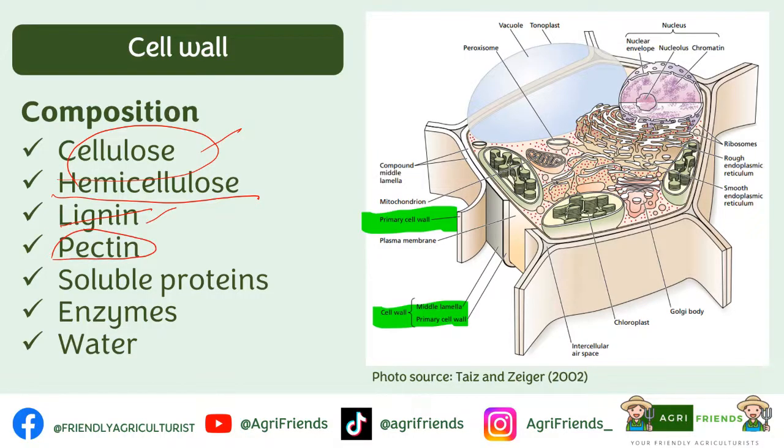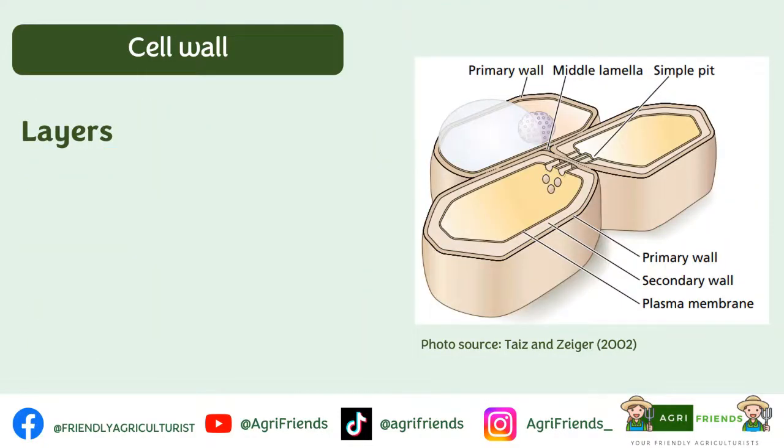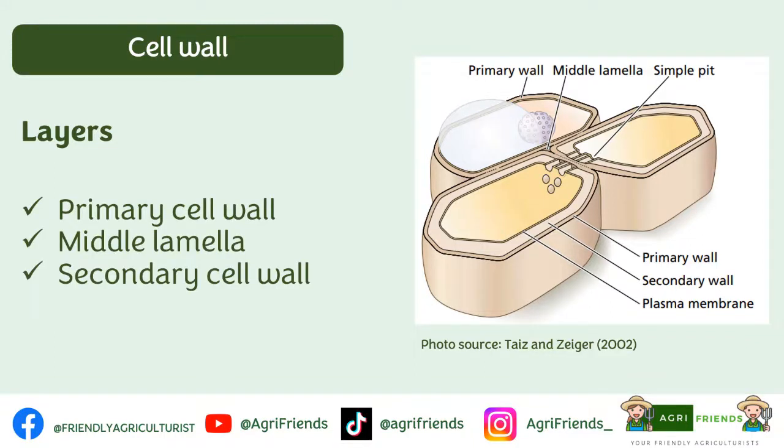Pectin is composed of polysaccharides that aid in cell adhesion and hydration. There are three layers of the cell wall: the primary cell wall, the middle lamella, and the secondary cell wall. The primary cell wall is the flexible layer. So it is thin and not rigid. It stretches as the cell grows. The middle lamella is where the pectin cements adjacent cells together, which prevents the cells from migrating.